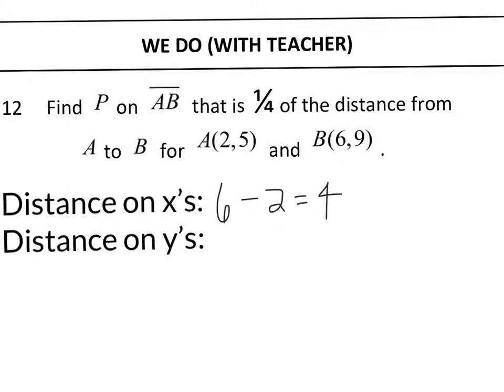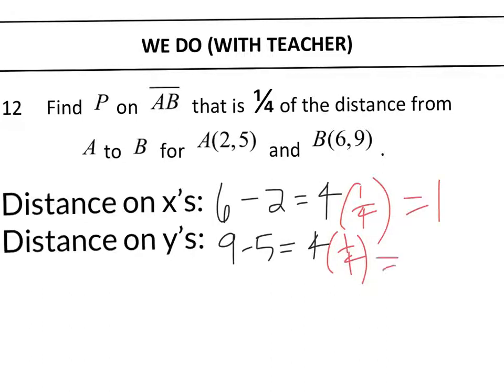Now let's look at my y's. It went from 5 to 9. So I do 9 minus 5, and my y's traveled 4 units as well. Next, I will look at that partial distance fraction, and I'll multiply it times my distances. So I'll do 4 times 1/4, and that's going to equal 1 on both of these. So if I'm going to travel 1/4 of the distance from A to B, I'm going to travel 1 unit forward on my x's, and 1 unit forward on my y's.